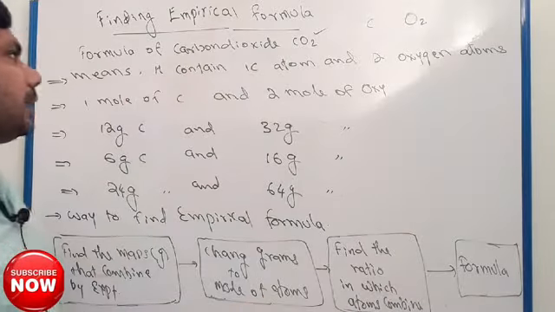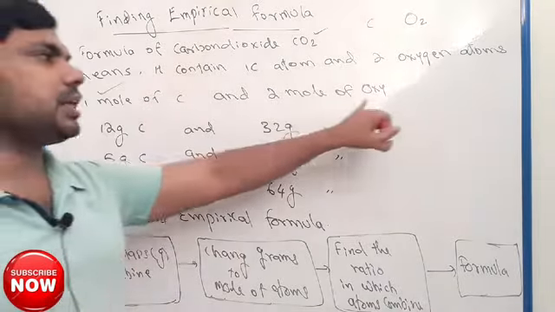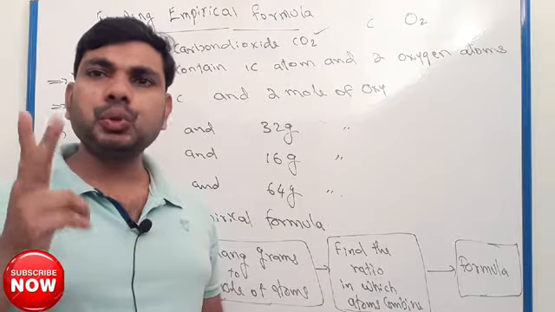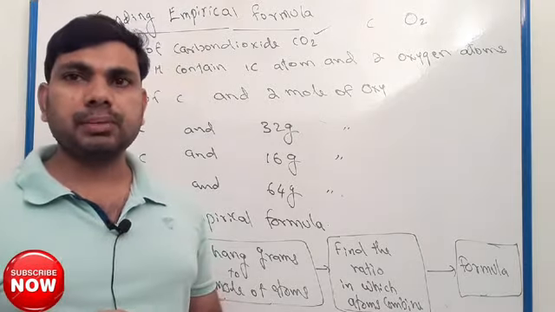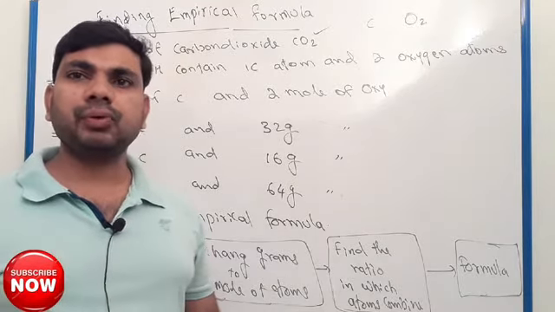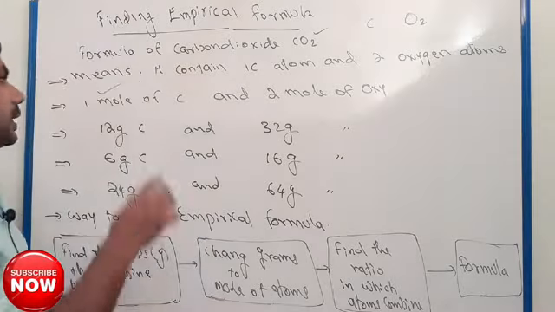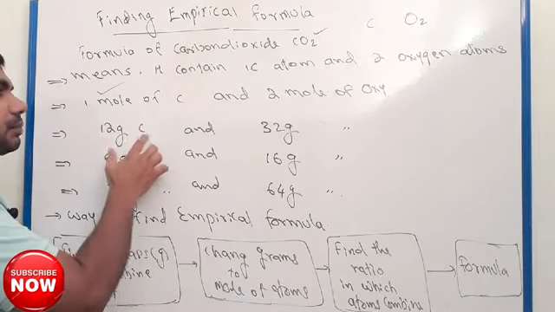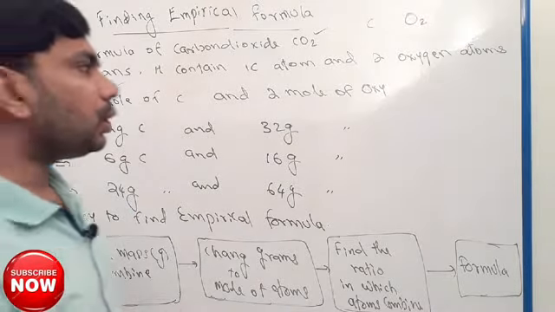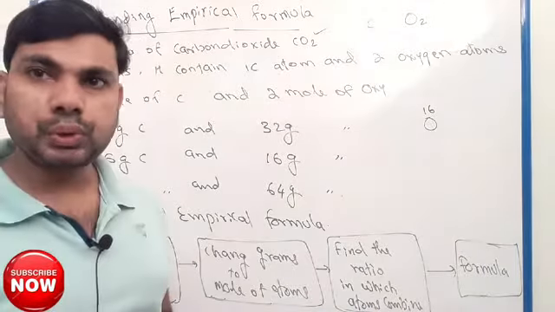So we can say carbon dioxide contains 1 mole carbon atom and 2 mole oxygen atom. 1 mole carbon means its mass is 12 gram. We discussed before, 1 mole carbon means 12 gram carbon. So carbon dioxide contains 12 gram carbon and 32 gram oxygen. We know oxygen is 16, so 2 oxygen atoms make 32 gram.